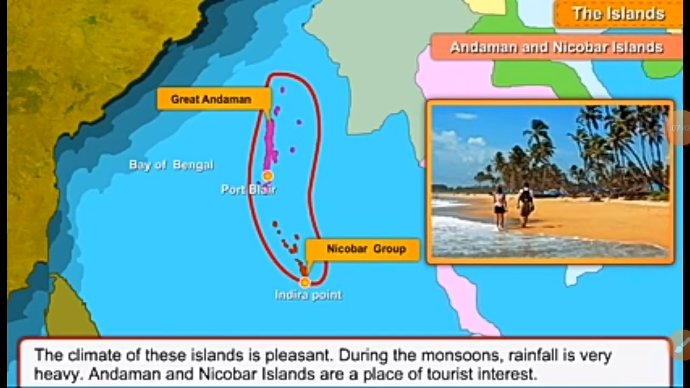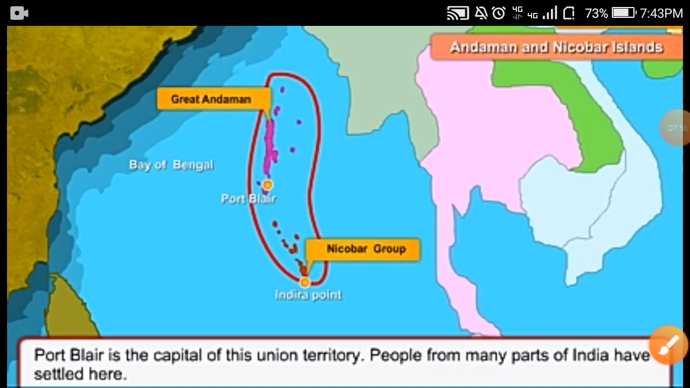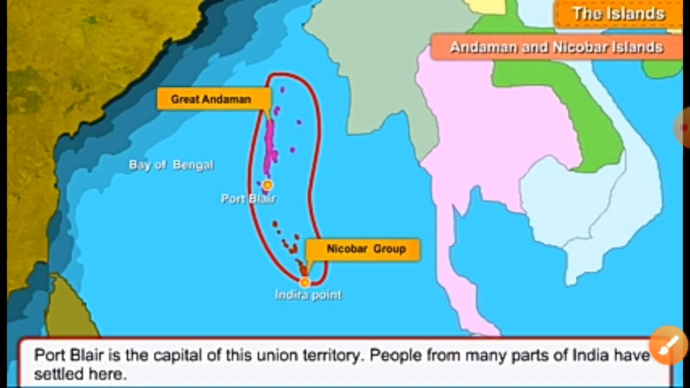The climate of this island is pleasant. During the monsoon, rainfall is very heavy. Andaman and Nicobar Islands are a place of tourist interest. Port Blair is the capital of the Union Territory. People from many parts of India have settled here.